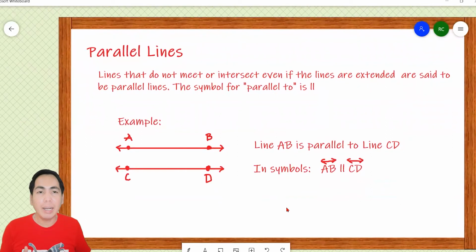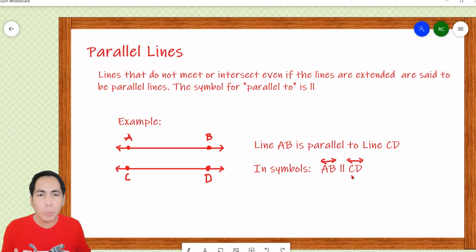Parallel lines are lines that do not meet or intersect even if the lines are extended. The symbol for parallel to is two vertical lines. So for example, we have here line AB and line CD. Line AB is parallel to line CD. In symbols, we have line AB, two vertical lines, and then line CD.